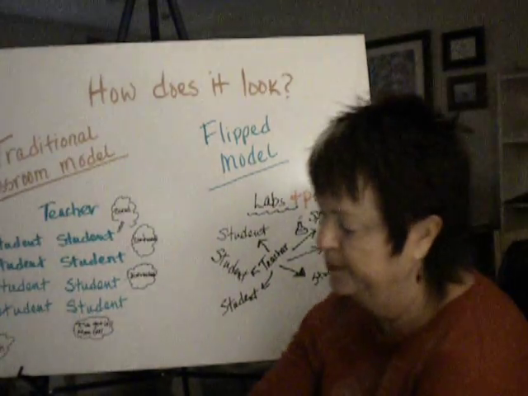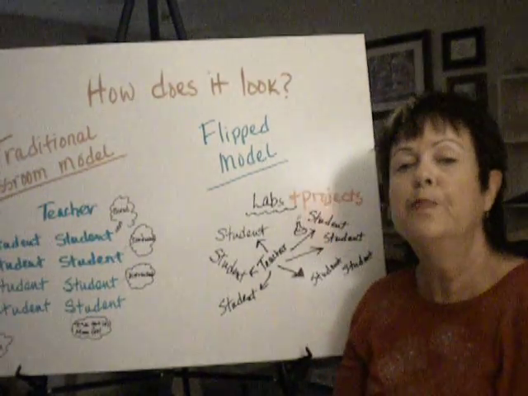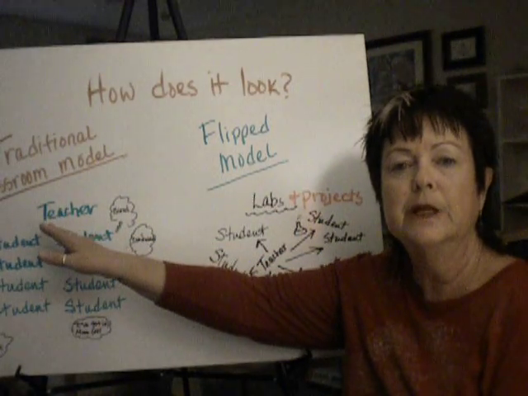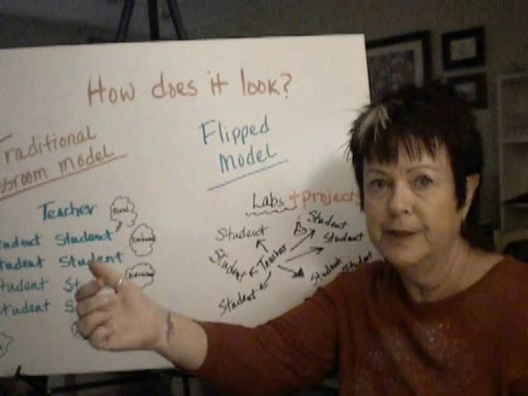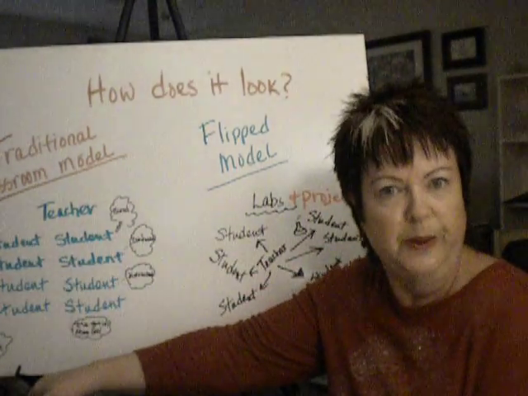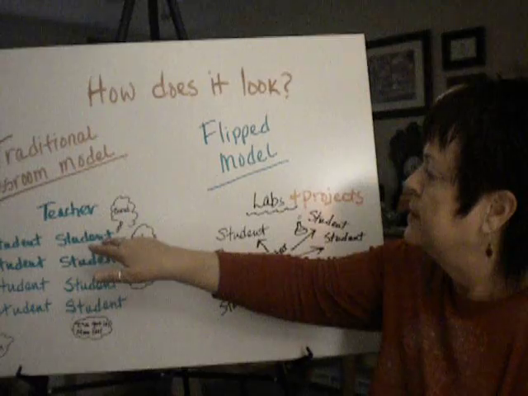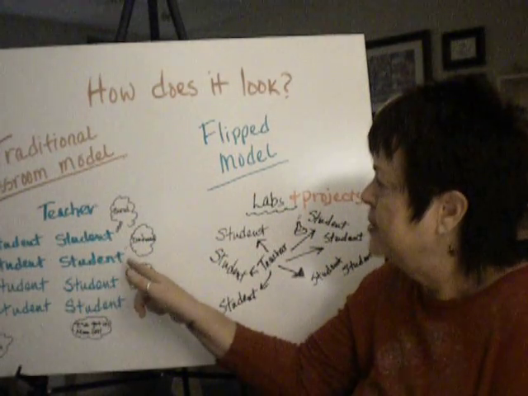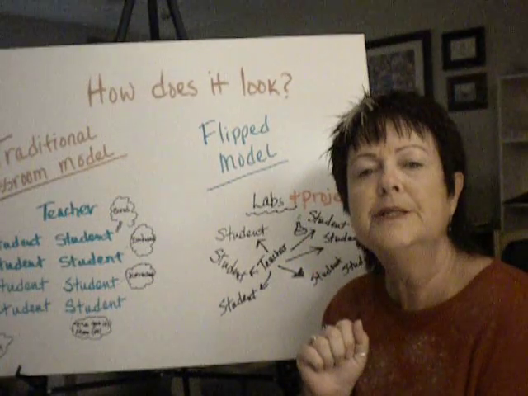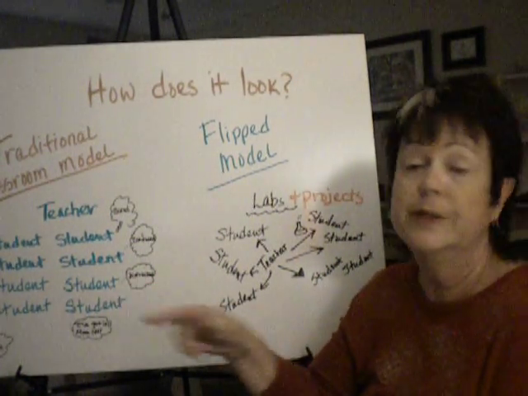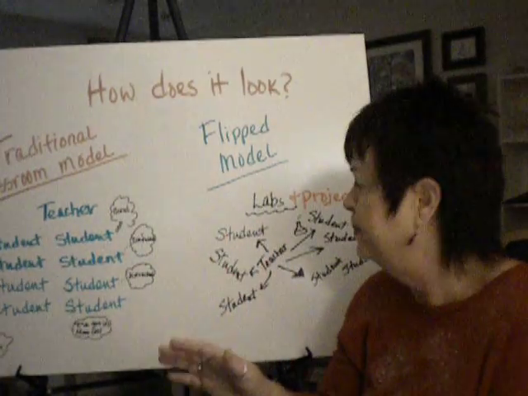So how does it look? In the traditional classroom model, the teacher stands at the head of the class or some central place in the class, and you have students lined up in rows usually, and this student here is pretty bored with what's going on, and this student is kind of confused because the instructor is going too fast. This student is distracted, they're daydreaming.